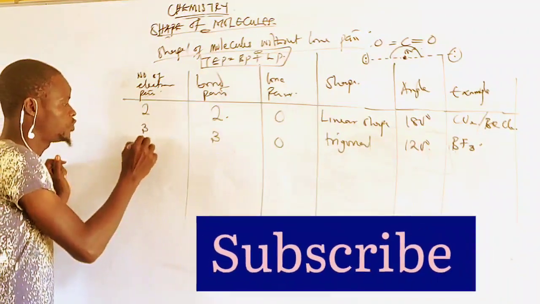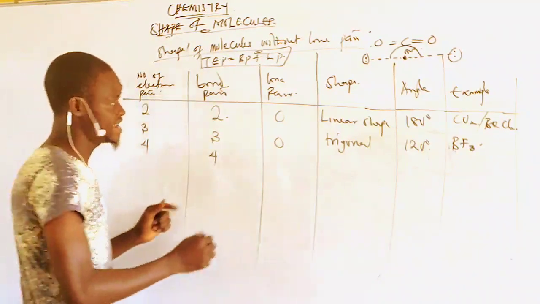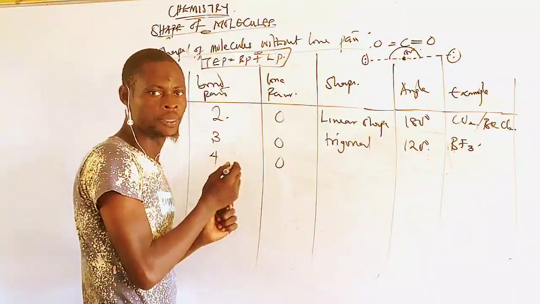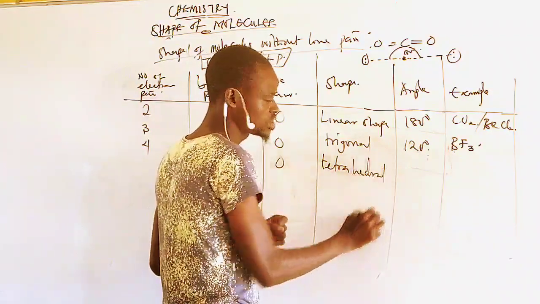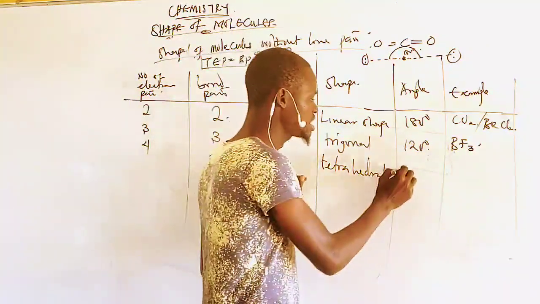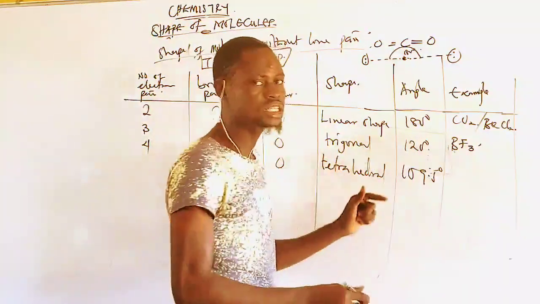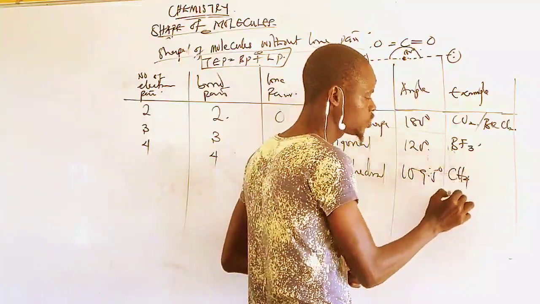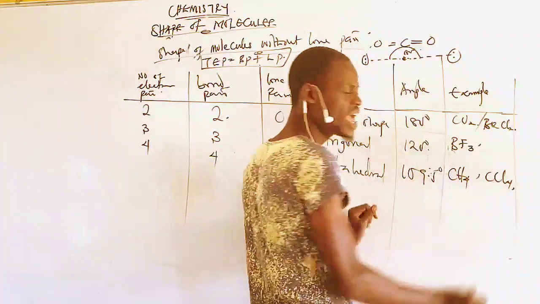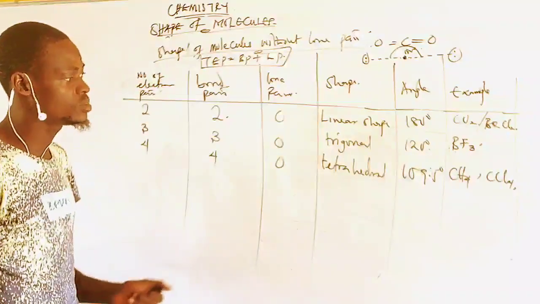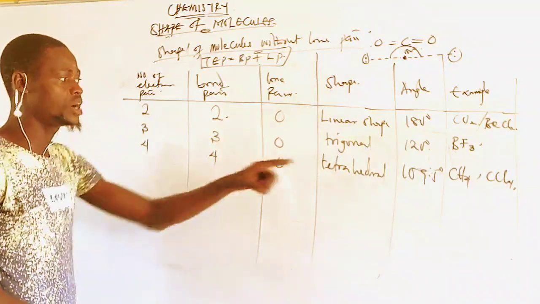Now, if the number of electron pairs is 4, then I have 4 bonding pairs and the lone pair is equal to 0. Altogether, we call this the tetrahedral shape. This kind of shape has a bond angle of 109.5 degrees, sorry. It is found in methane, CH4, and it is also found in tetrachloromethane, CCl4. Altogether, it has a bond angle of 109.5.